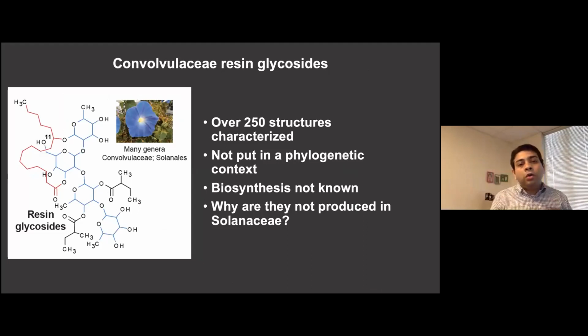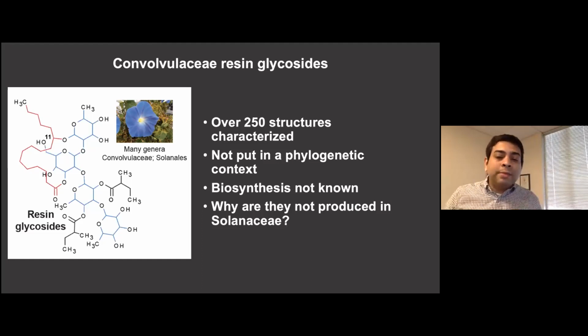Right, moving on to Convolvulaceae resin glycosides now. So chemically, a lot of structures have been characterized using NMR for these compounds. So we know there exists a lot of structural diversity, but it was not put in the phylogenetic context. The biosynthesis of these compounds is not known.